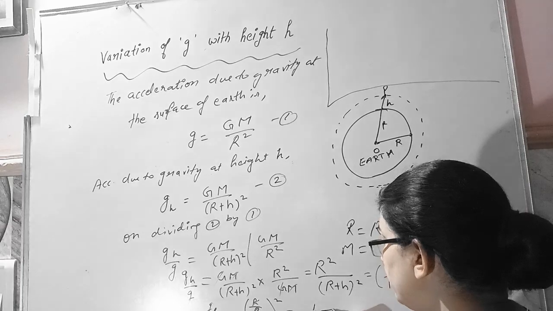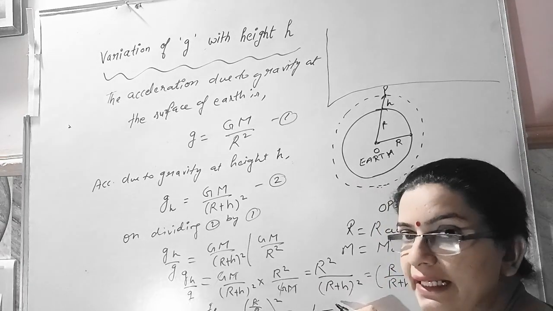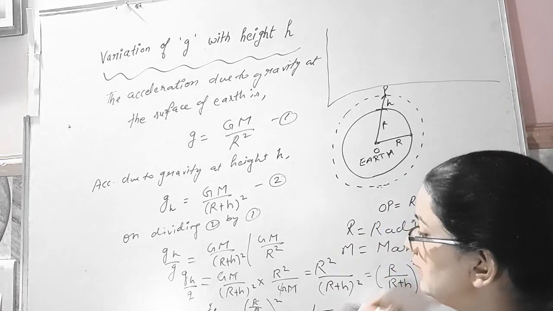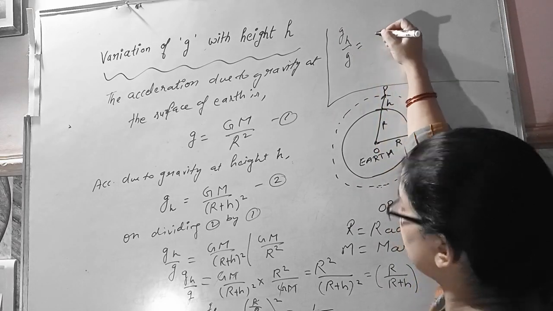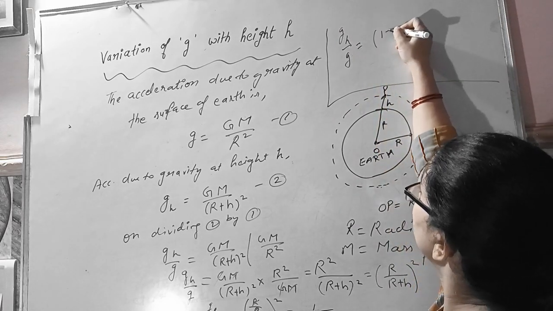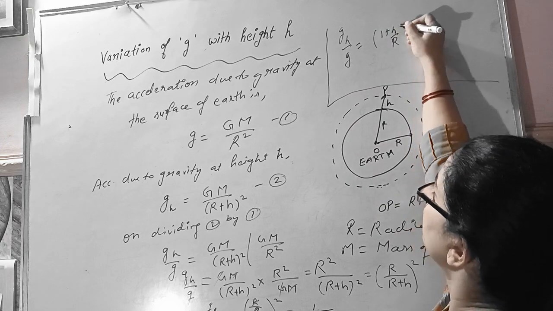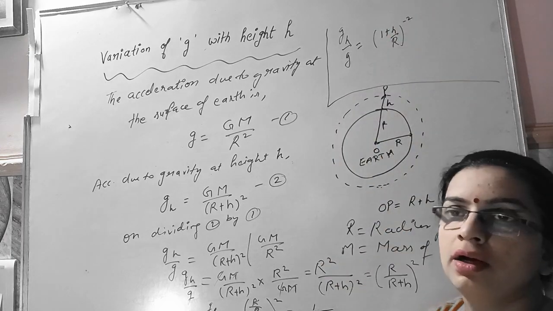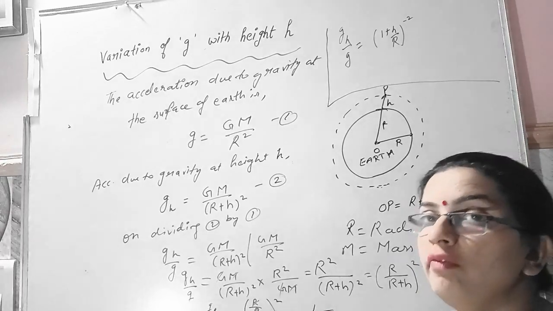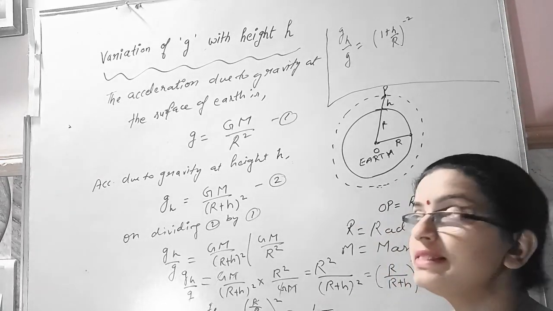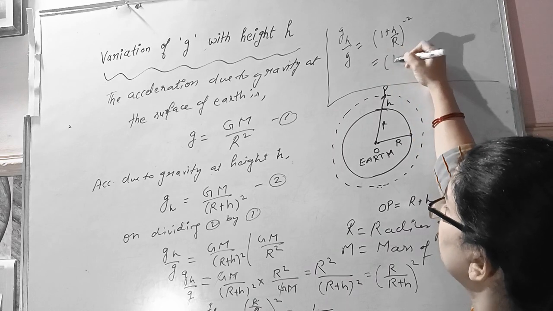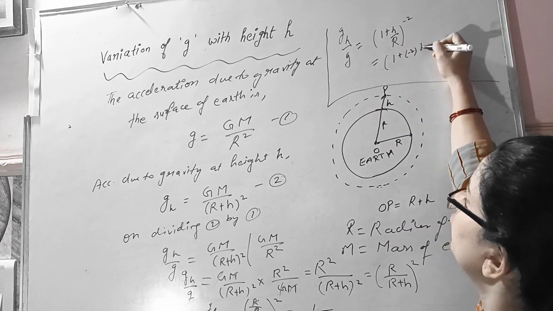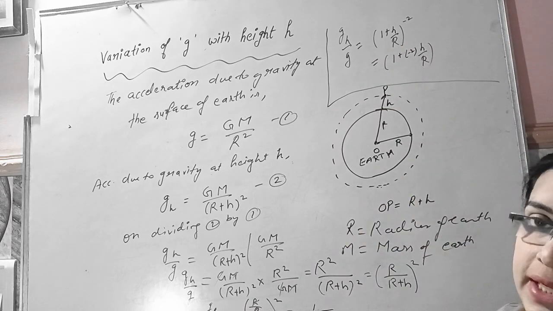When the denominator moves towards the numerator, that means we are taking the reciprocal. Simply, that means gh upon g is equal to (1 + h/R) to the power minus 2. Here we will use the binomial expansion, and this minus 2 will come here. So it will look like 1 plus minus 2 into h upon R. This is what we have.